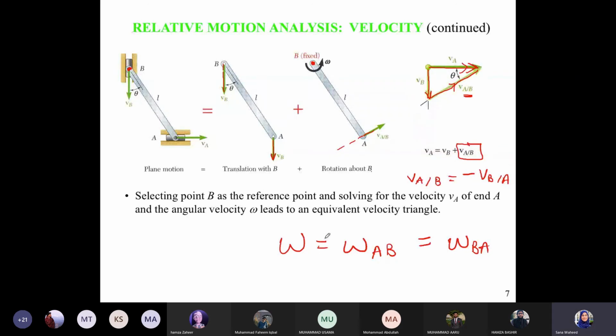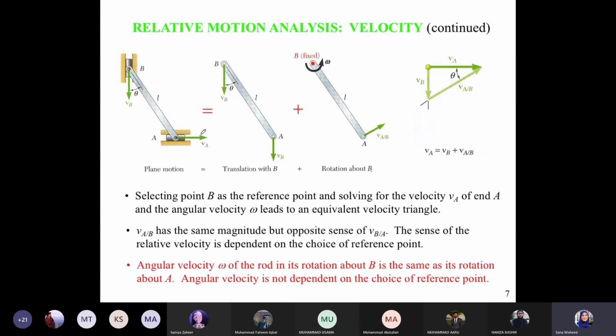So the angular velocity remains the same, it's just the angular velocity for the body, no matter whether you take A to be your base point or B to be your base point, or some random other point in the middle as the base point. Perfect. So just these comments right here: the angular velocity, as I've just said, does not depend on our base point. Its direction or magnitude will come out to be the same. It's only the direction of the relative velocity that reverses.